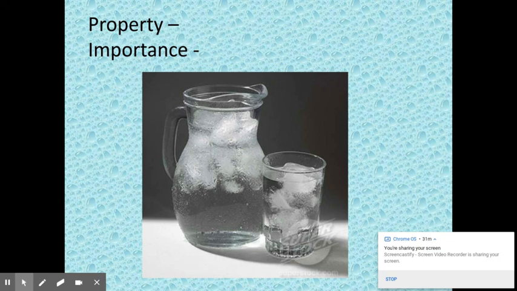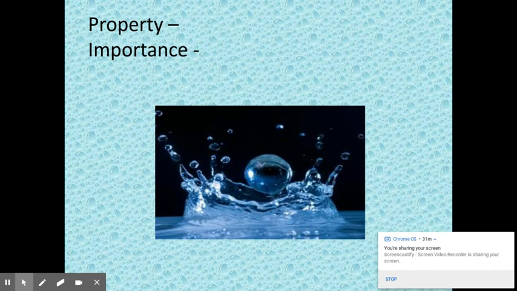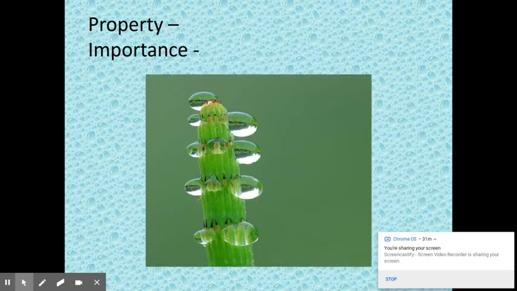And hopefully you said water is less dense as ice. So you see the ice floating in the picture. And in this picture, we see water forming a sphere, water sticking to water. You should have said cohesion. This picture, what we see is water sticking to a plant. So that would be adhesion, water sticking to something else.